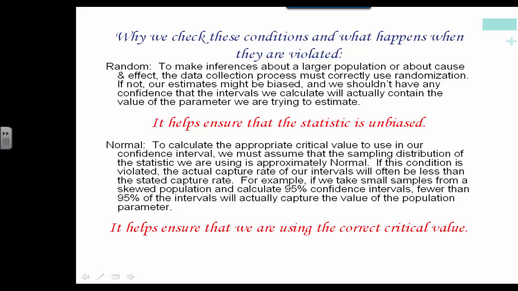To calculate the appropriate critical value to use in our confidence interval, we must assume that the sampling distribution of the statistic we are using is approximately normal. If this condition is violated, the actual capture rate of our intervals will often be less than the stated capture rate. For example, if we take samples from a skewed population and calculate 95% confidence intervals, fewer than 95% of the intervals will actually capture the value of the population parameter. It helps ensure that we are using the correct critical value.